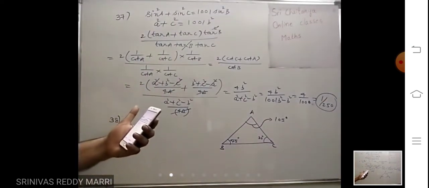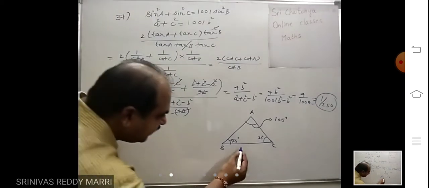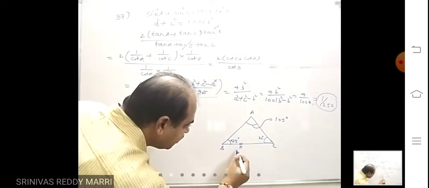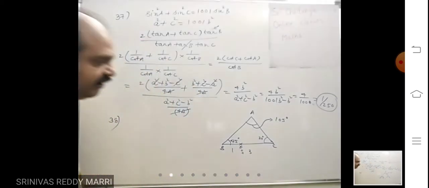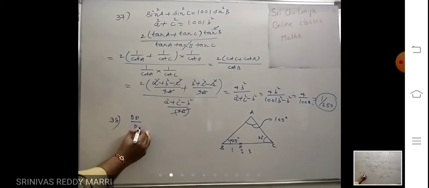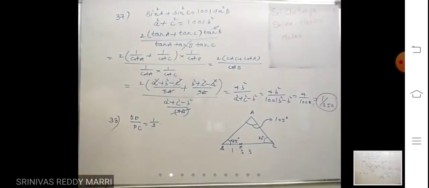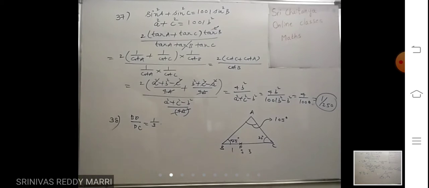It is given that D is a point on BC which divides it in the ratio 1:3. That means D will be like this, such that it is dividing this length in the ratio 1:3. That means BD by DC is nothing but 1/3. Divides in the ratio means BD by DC is nothing but 1/3 ratio.